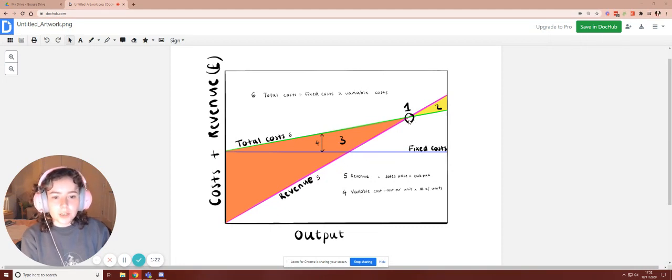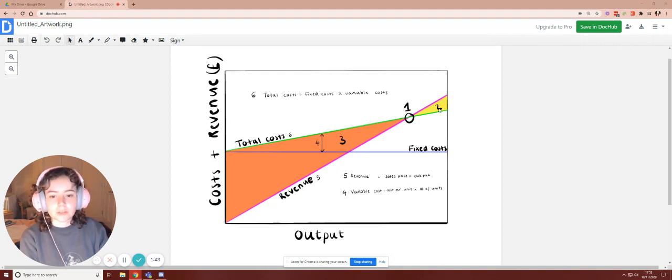This point here, highlighted number 1, is break even. So this is where your total cost and your revenue are equal. So this is where you're no longer making a loss. So anything that's in this kind of orangey colour, this is where you're making a loss because your costs are more than your revenue. Anything here that's in this nice yellow zone, number 2, is where you're making a profit.